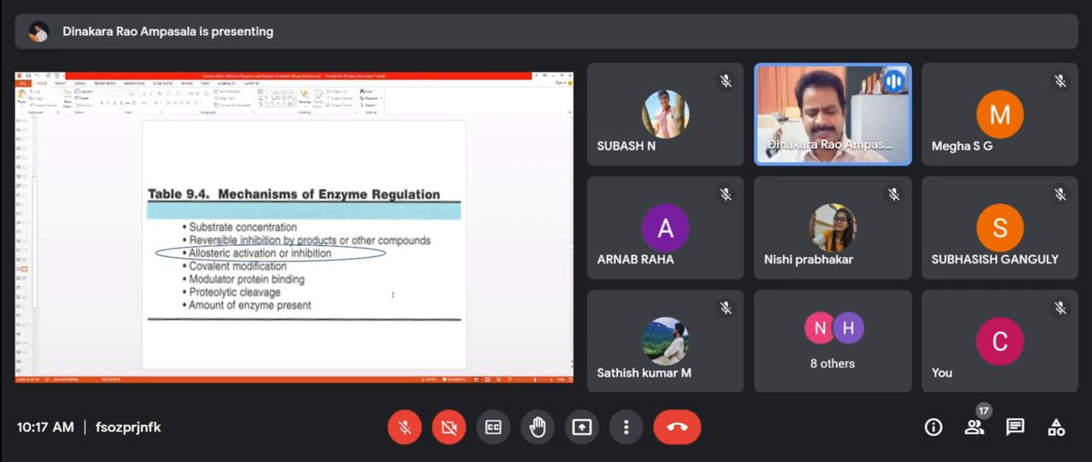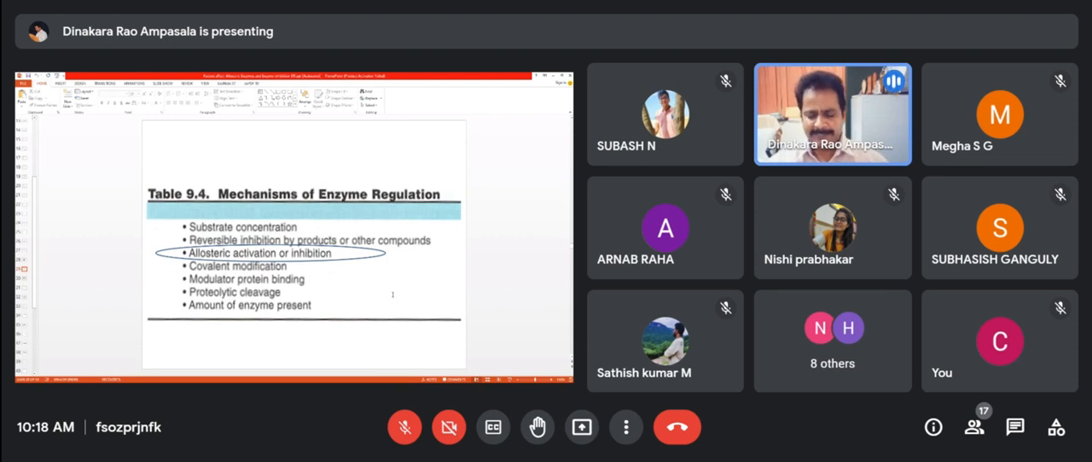trypsin or pepsin, which are synthesized as precursor molecules: pre-chymotrypsin, pre-pepsin, pre-trypsin, like that. So these molecules are synthesized initially in inactive form. Once they are required, these molecules get activated by cleavage, or by interacting with another molecule, an enzyme. So the molecule gets activated and does its activity.